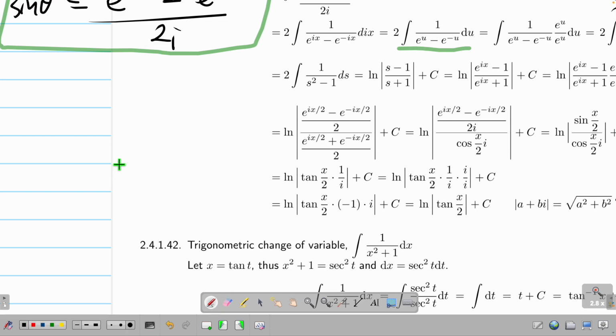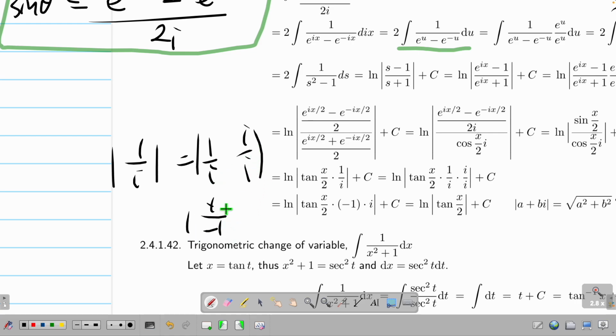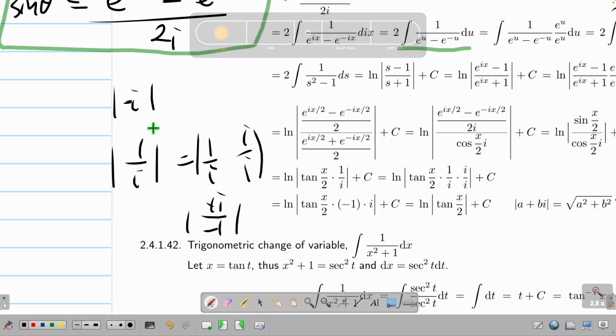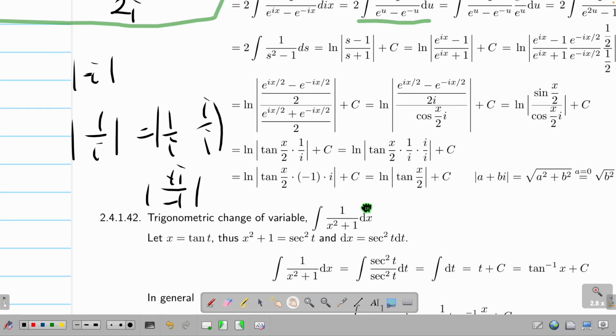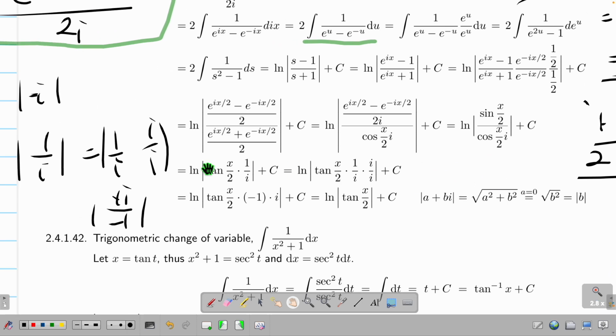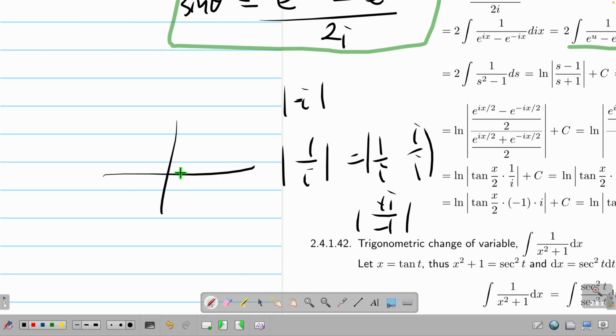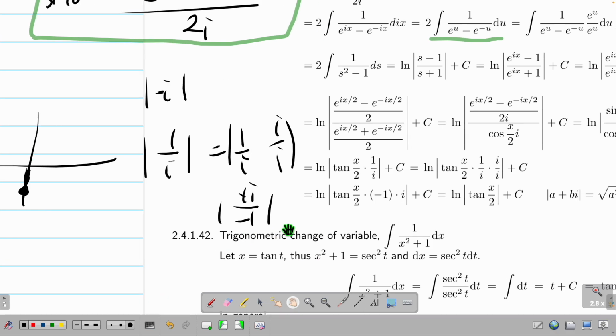So that means you need to know how to find the absolute value of 1 over i, which is what? 1 over i gives you negative i. What's the magnitude of negative i? Which is 1, because this is the algebra. But if you think about the geometry, it asks you how long is this vector? 1. That's it.